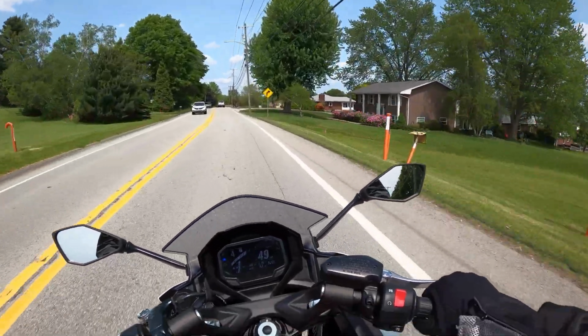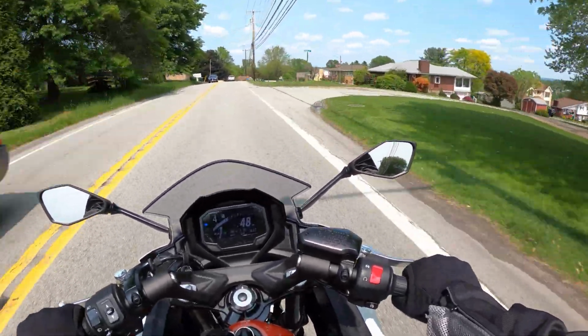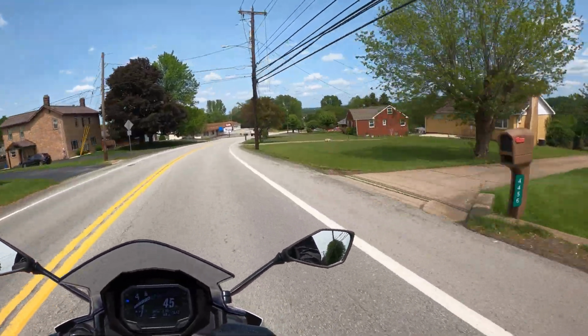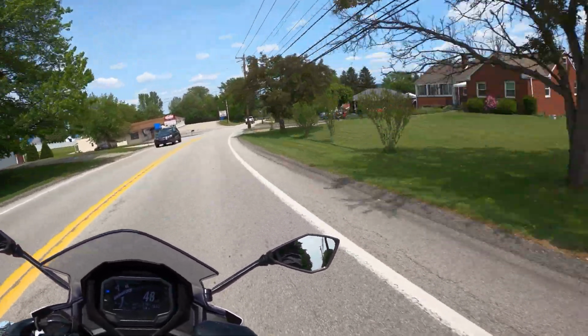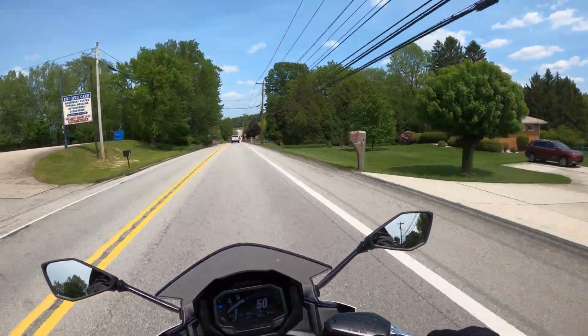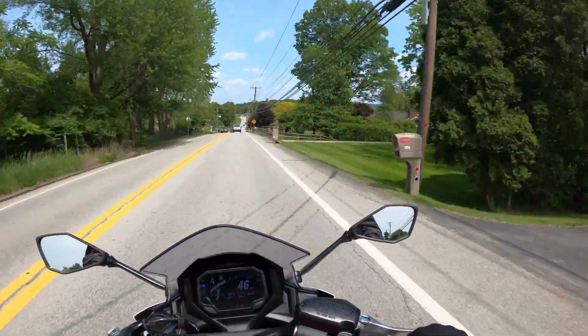Yeah, body position, and where you're at with your hands too. Like I said, that really is a pretty big thing. And then just looking where you're going. You have to look where you're going.